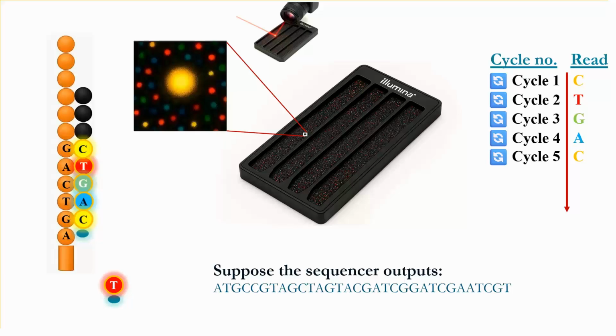Importantly, a read is not just a sequence of bases. Each base in a read is associated with a quality score. This score reflects the confidence of the sequencing machine in calling that base. We will discuss this later. So, sequencing produces both sequence and quality information.